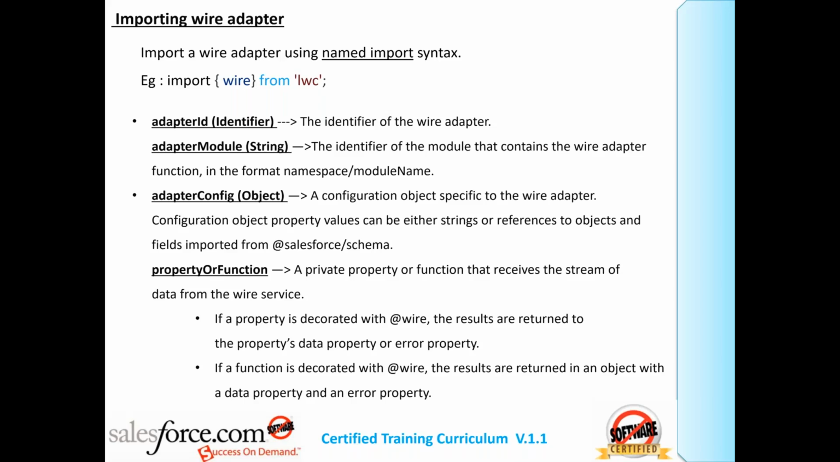Here, a wire can also be decorated. What are the decorators available? There are 2 decorators available. Wire a property, wire a function. There are 2 decorators available. Wire a property and wire a function.